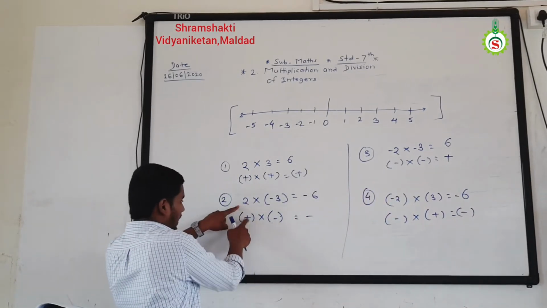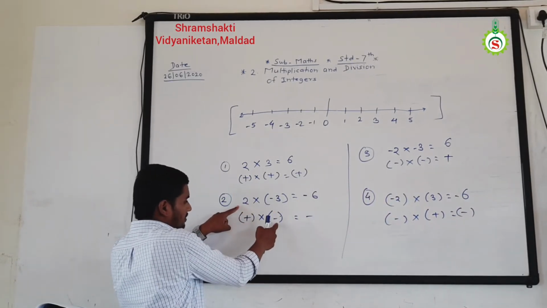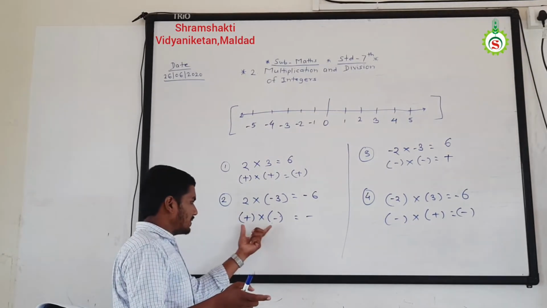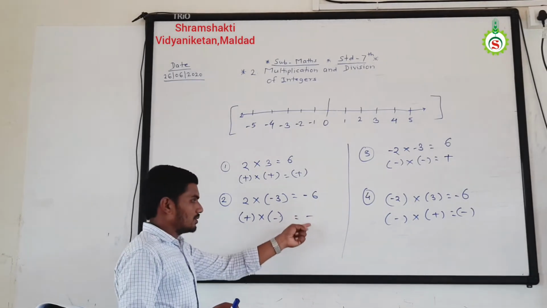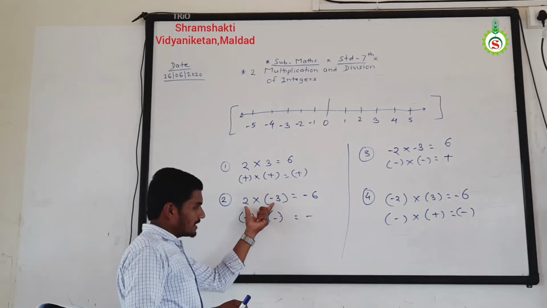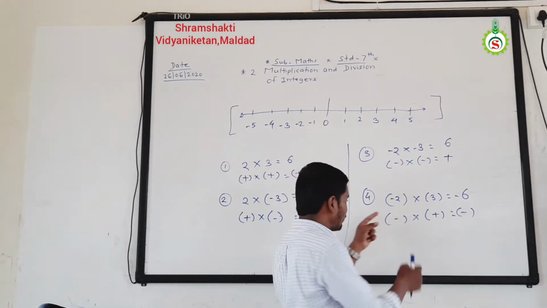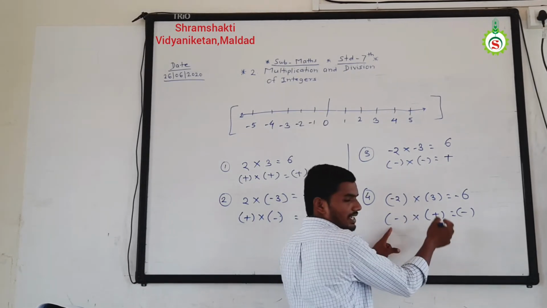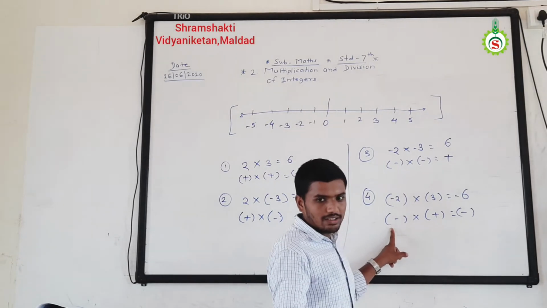Here one number has a positive sign, another number has a negative sign, that means both numbers have different signs. If different signs are there, you have to give the minus sign to the answer. Like that, this example also has one number with a minus sign, another with a plus sign. That's why different signs mean you have to give the minus sign to the answer.